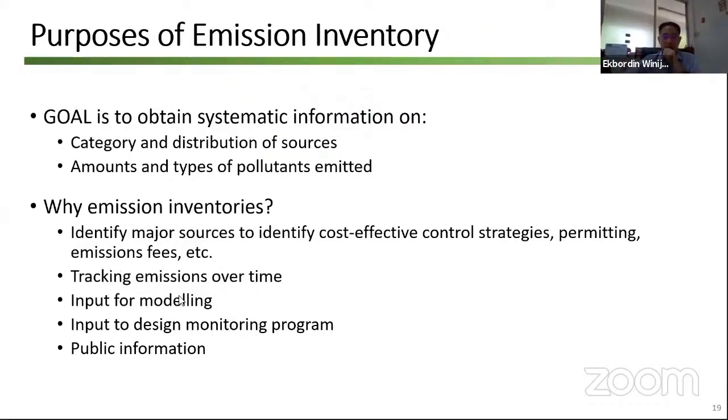The second one, we can use the emission inventory as a tool to track the emission over time. Sometimes we can estimate whether the emission is going to increase or decrease in the future. If we see the trend by doing the emission inventory in maybe 2010, 2015, and the trend is going up, then maybe we can expect that in 2020 the emission will also go up if we don't apply any control measures. And the next one is the one that we focus on in this presentation, that we're going to use it as the input for the modeling activities.